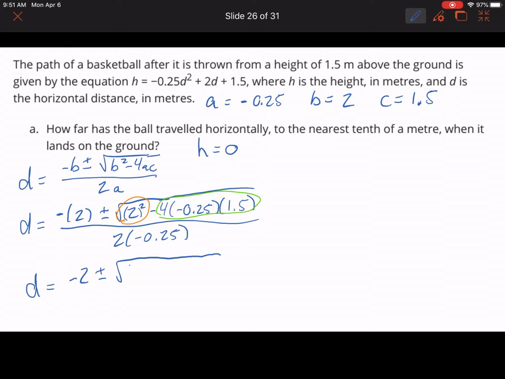So I like to do that a little faster. This is actually going to change to a positive because we've got a -4 and a -0.25. So 0.25, 1.5, and 4, we multiply them all together. We end up with 1.5 because that quarter and that 4 kind of cancel each other out. All over -0.5.